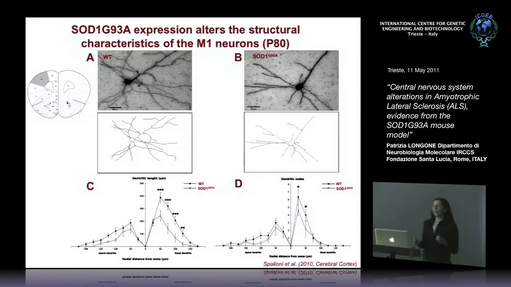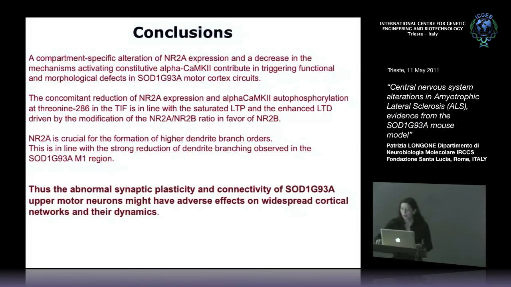And this confirms the altered synaptic plasticity and morphology that is present in the motor cortex of the mutant mouse. So, in conclusion, the abnormal synaptic plasticity and connectivity of the upper motor neurons of the mutant mouse probably has an adverse effect on the cortico-cortical connection and the formation of cortical networks that probably are affecting also the frontotemporal region, leading to the cognitive and dementia alterations that have been described in ALS patients.